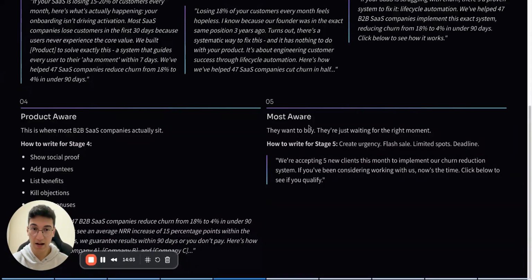So if you are writing an ad for stage 5, you need to create urgency. Like you need to maybe give flash sales, or you need to use limited spots, deadlines, or you can use a very specific event in the world, or a very specific event in your ICP's day-to-day life, in their business life, to make the buying decision happen right now instead of delaying it. It has to be an urgent problem that they need to solve, for example, today or this week or in the next 2 weeks, that they need to solve immediately. And you are the closest product to that, or you are the best product for that.